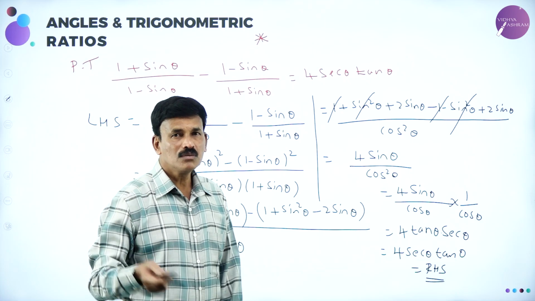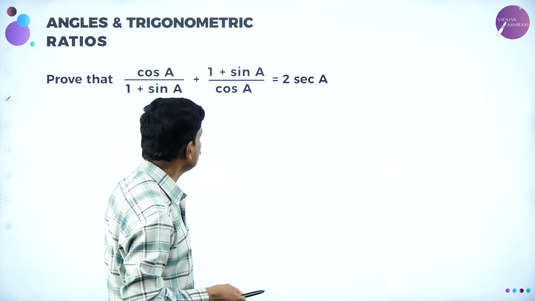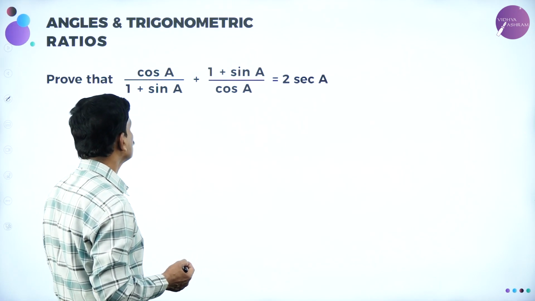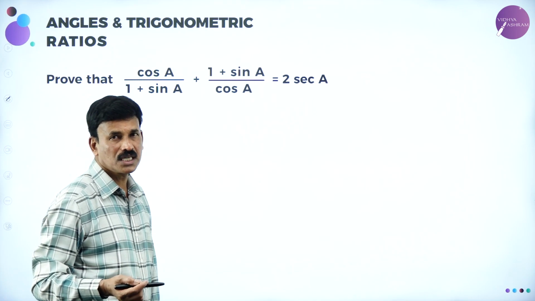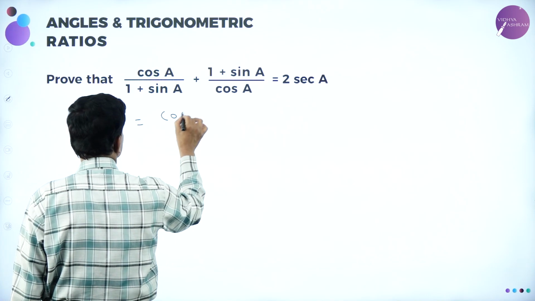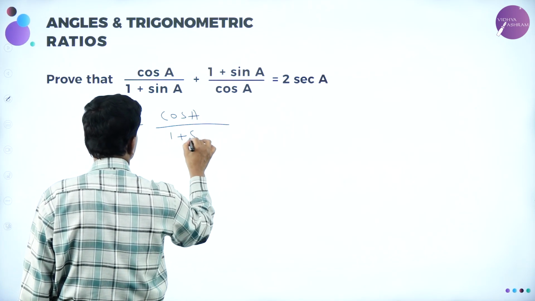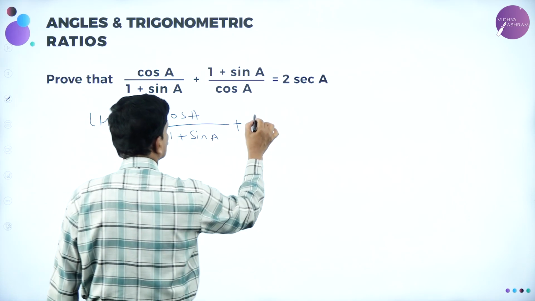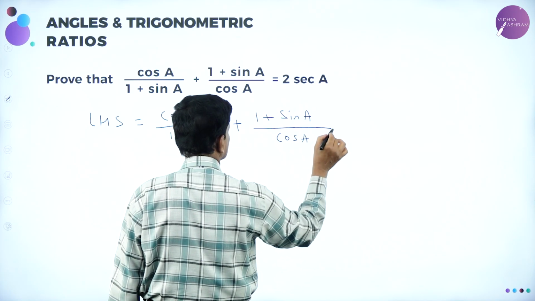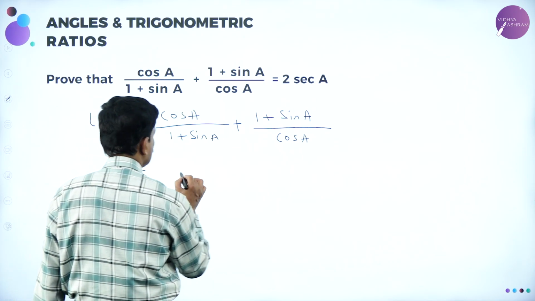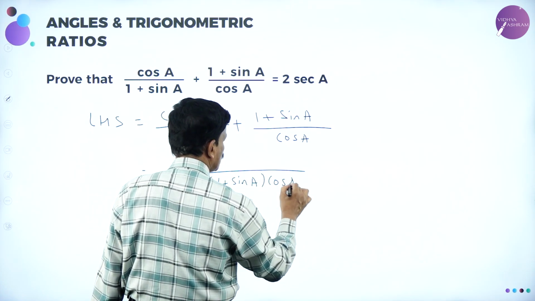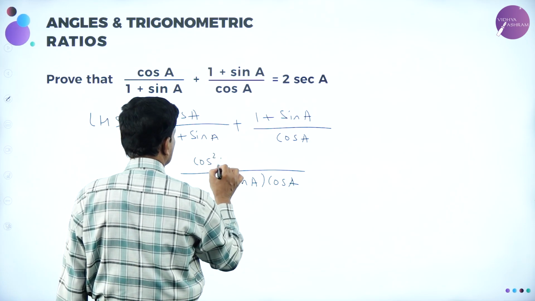Hope you followed. Now, move on to the next problem. Same type of problem. So what is the problem here? Cos A divided by (1 plus sin A) plus (1 plus sin A) by cos A is equal to 2 secant A. Same type of problem. Let us take LHS first. What is LHS? LHS is cos A divided by (1 plus sin A) plus (1 plus sin A) divided by cos A. Take LCM. What is the LCM? Here the LCM is (1 plus sin A) into cos A. Now cross multiply. Cos A into cos A is cos square A.